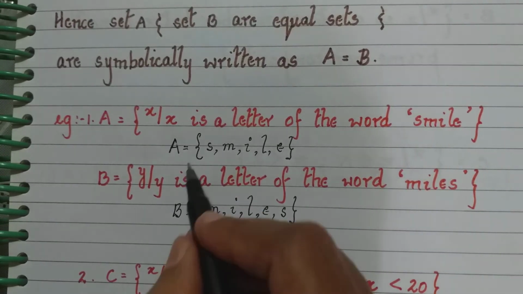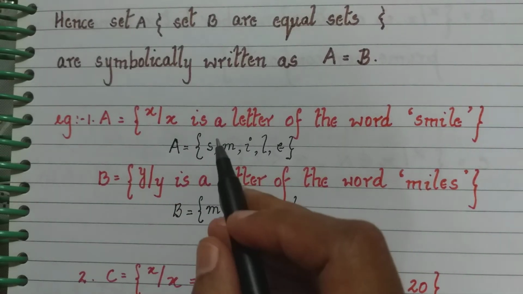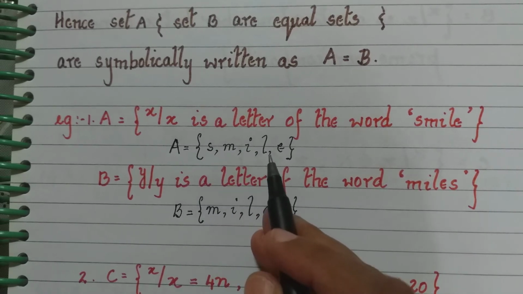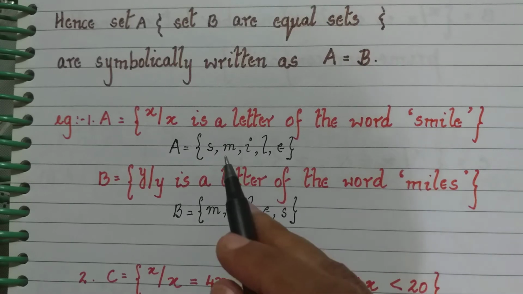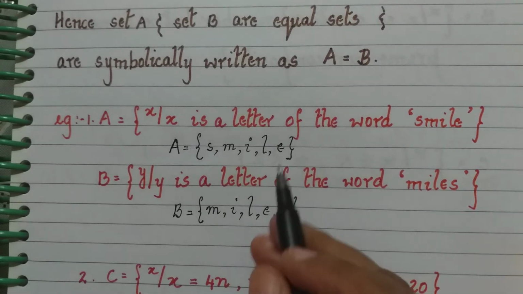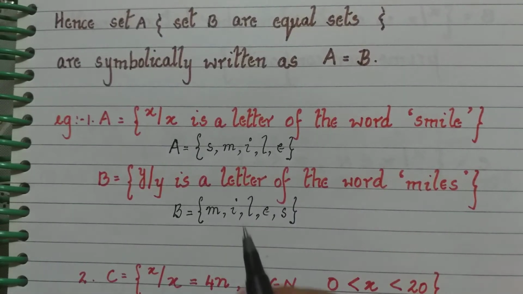Now you look at these two sets, set A and set B. Look at the elements of the set. We have S, M, I, L, E. That is 1, 2, 3, 4, 5. We have 5 elements here. Here 1, 2, 3, 4 and 5. So 5 elements in both the sets. So first criteria is satisfied. That is the number of elements in both the sets is the same.